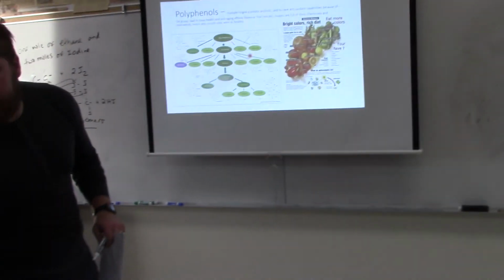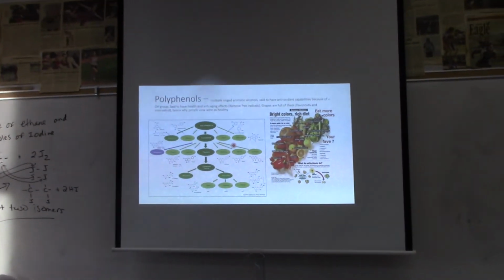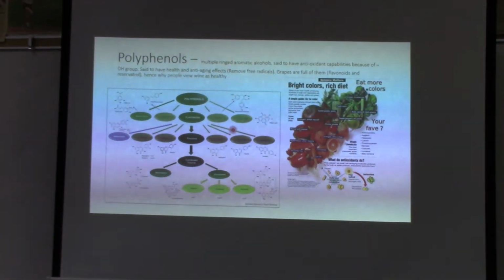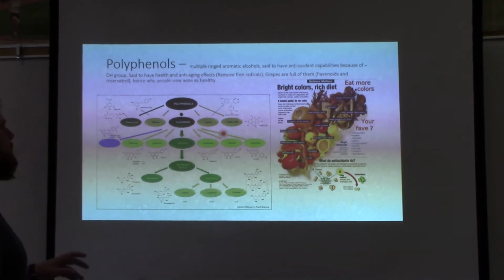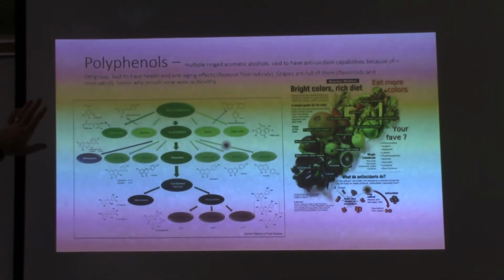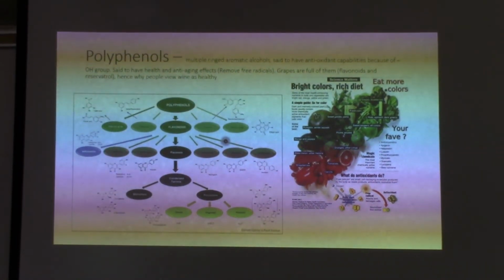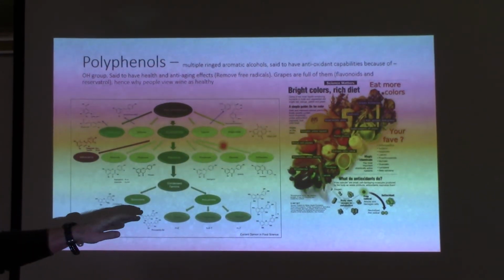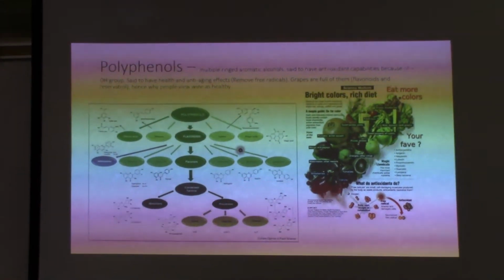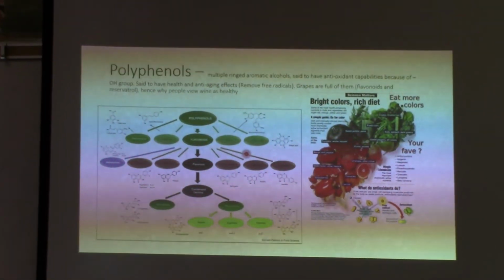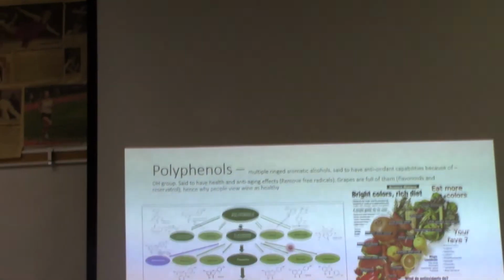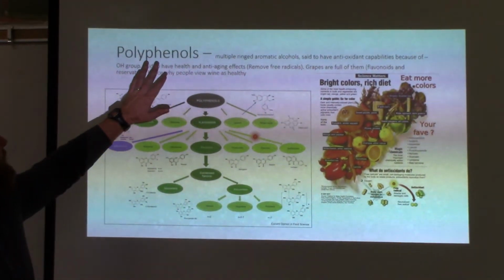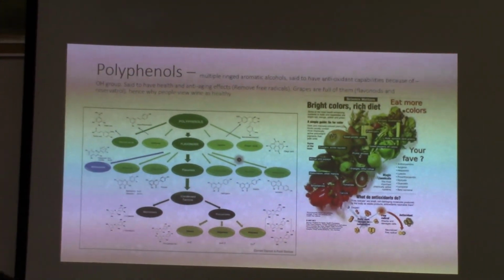So you should take a look at this in the textbook. Polyphenols are very prominent in your diet. So polyphenols are multiple ringed aromatic alcohols, and they give us lots of different types of flavors. They're also the basis of antioxidants in a lot of our foods. Okay? So it's said to have antioxidant capabilities because of the hydroxide group.